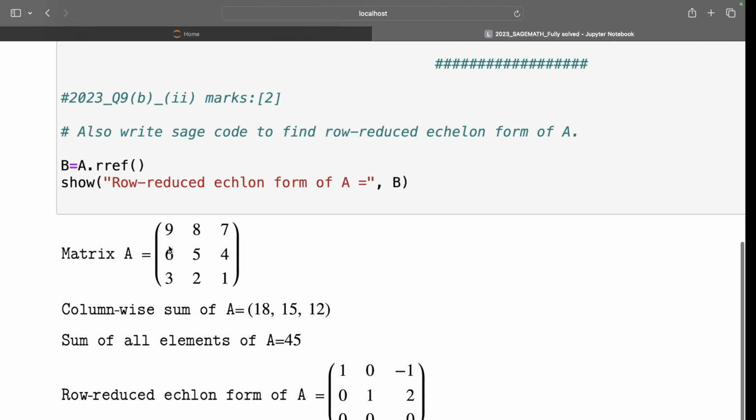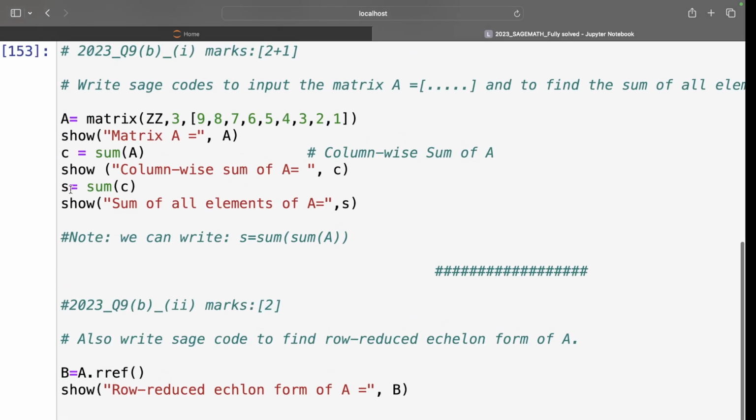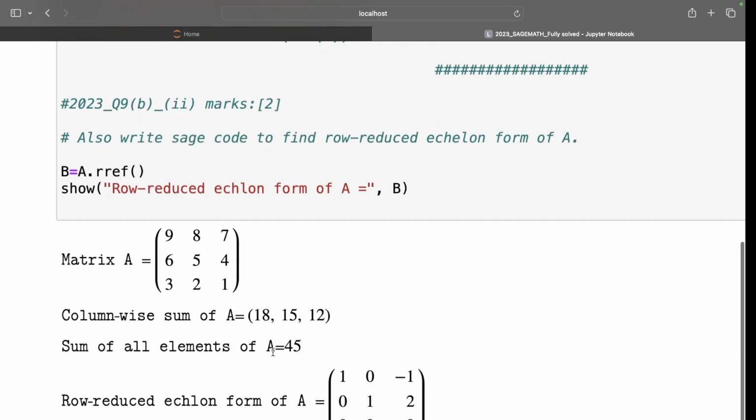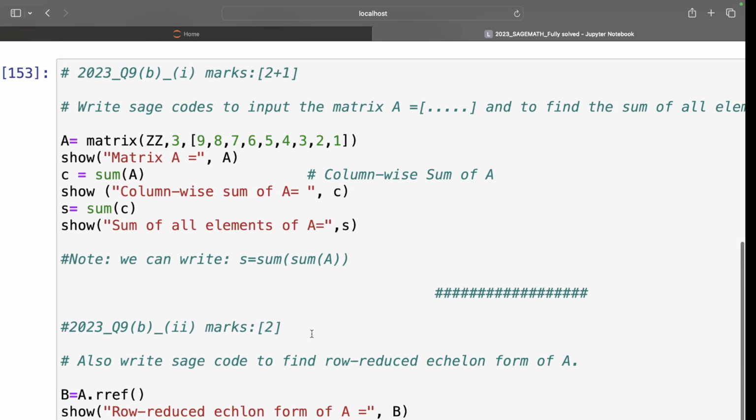In each column the sum is 9 plus 6 plus 3 equal to 18, 8 plus 5 plus 2 equal to 15, 7 plus 4 plus 1 equal to 12. And S equal to sum of C. Actually, this is the sum of all elements of the matrix A: 18 plus 15 plus 12 equal to 45. We can also write this as a single command, sum of sum of A. The first sum is the column-wise sum, and the next sum is the sum of the column-wise sums.